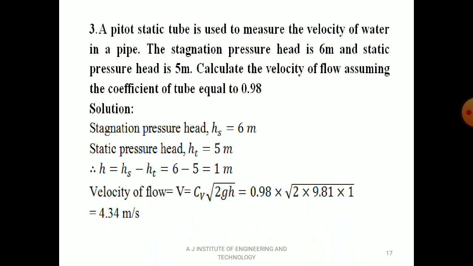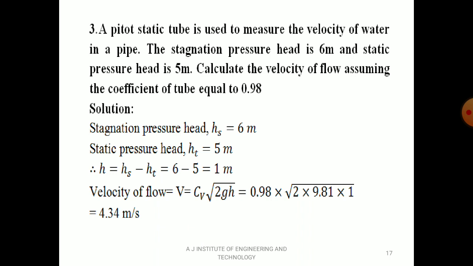So third problem, a pitot tube is used to measure the velocity of water in a pipe. The stagnation pressure head is 6 meter and static pressure head is 5 meter. Calculate the velocity of flow assuming coefficient of tube equal to 0.98. So velocity of flow, pitot tube is used to measure velocity of flow. The stagnation pressure head is 6 meter. That is H stagnation equal to 6 meter, H static equal to 5 meter.